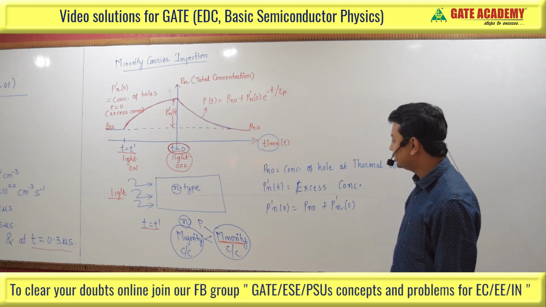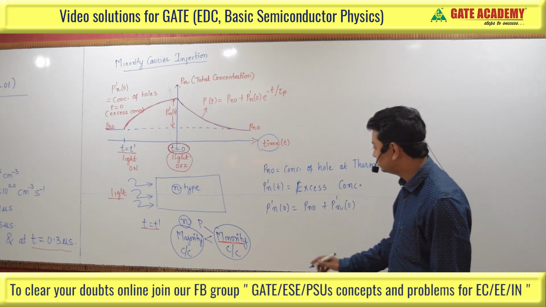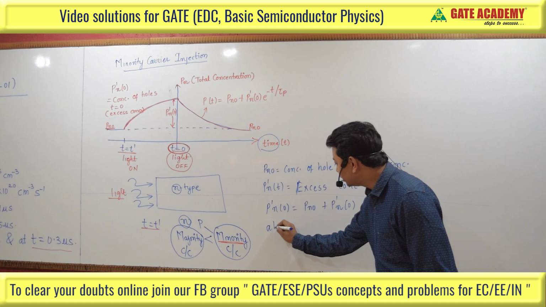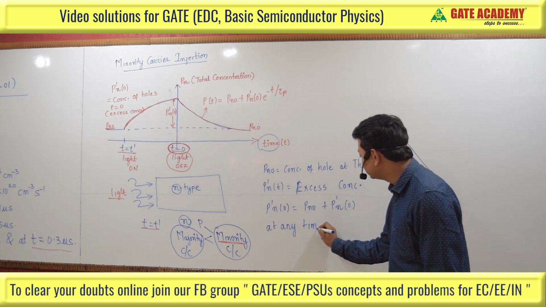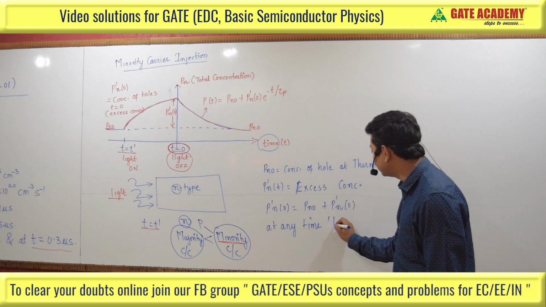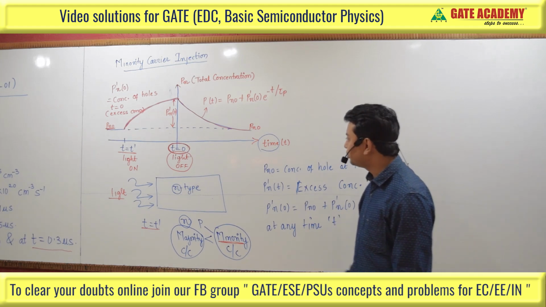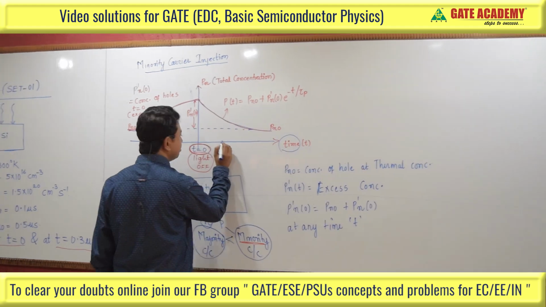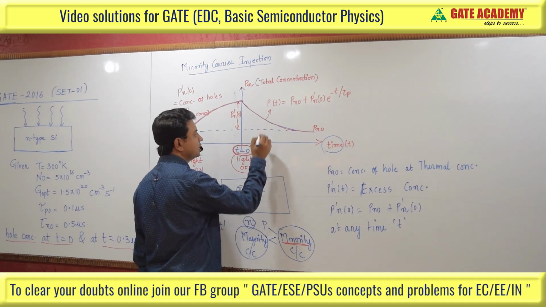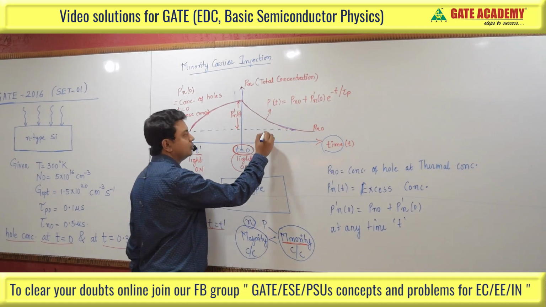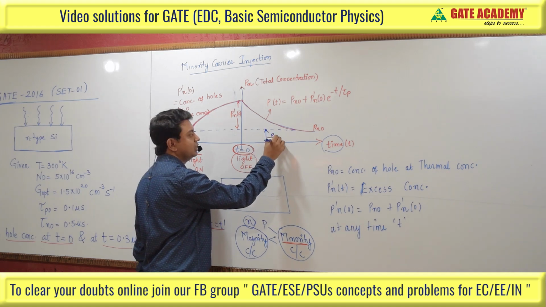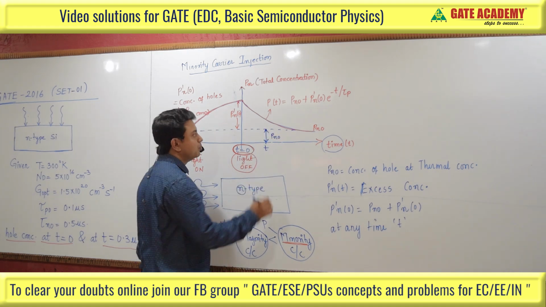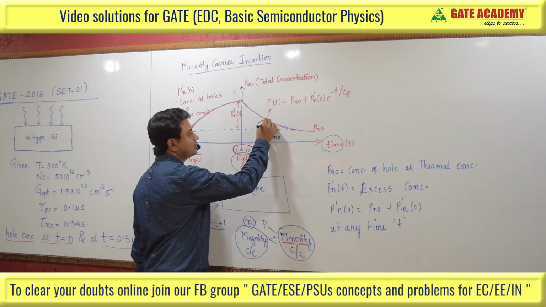Then what is the concentration at any time? Suppose we take time t, and we can represent it here also. What is the concentration at any time t? From this we can see that at any time t, the total concentration is the summation of the initial concentration pn0 plus the excess concentration, this amount.